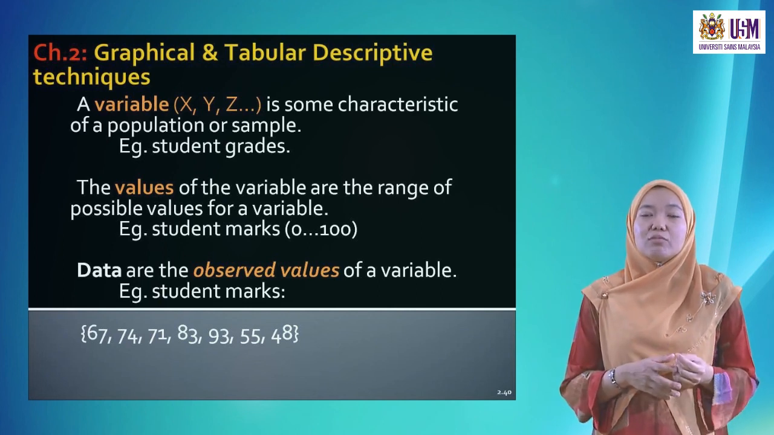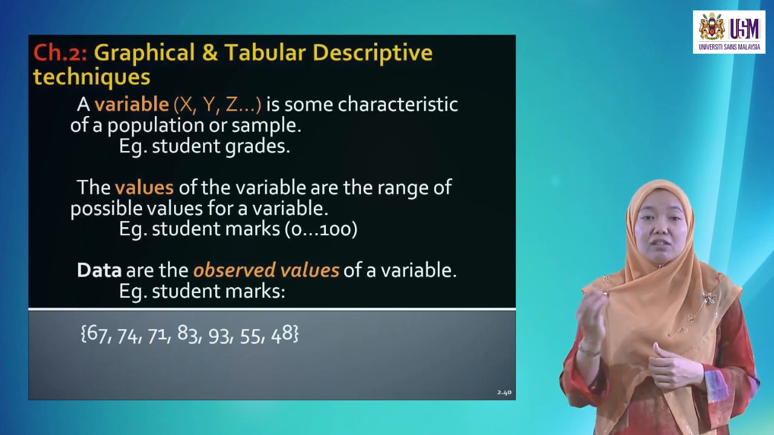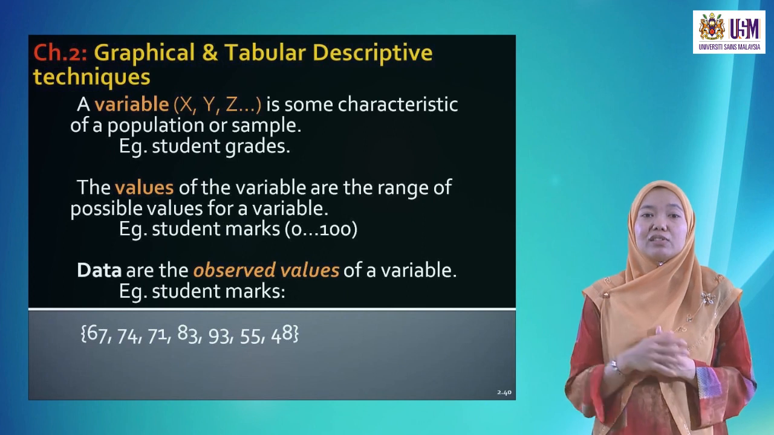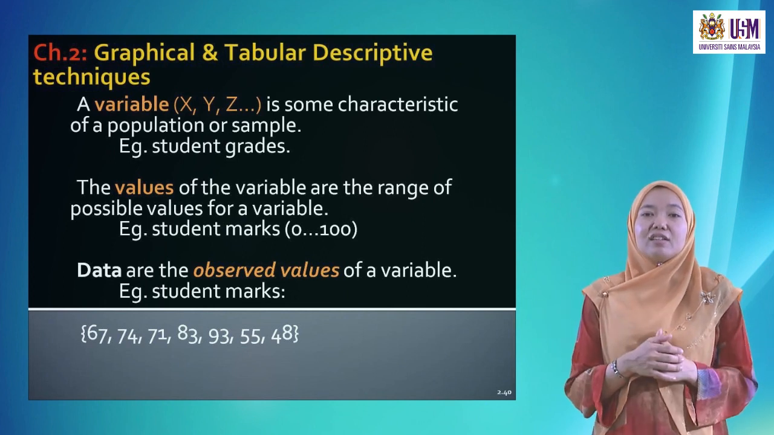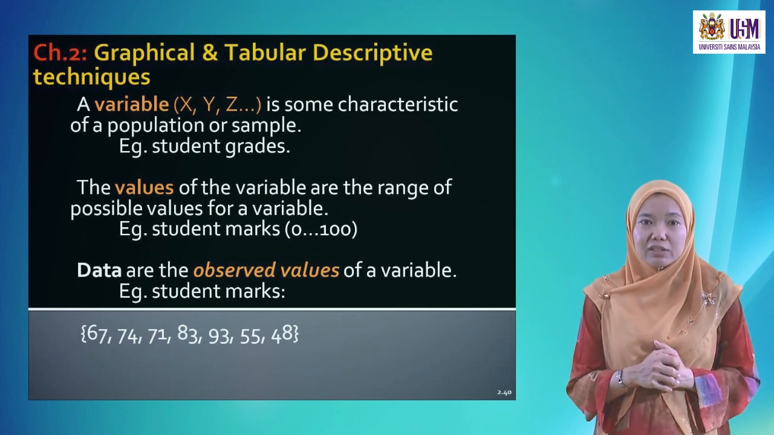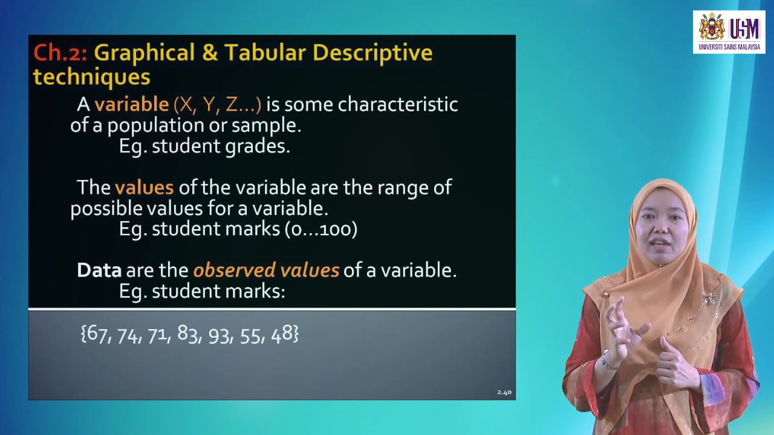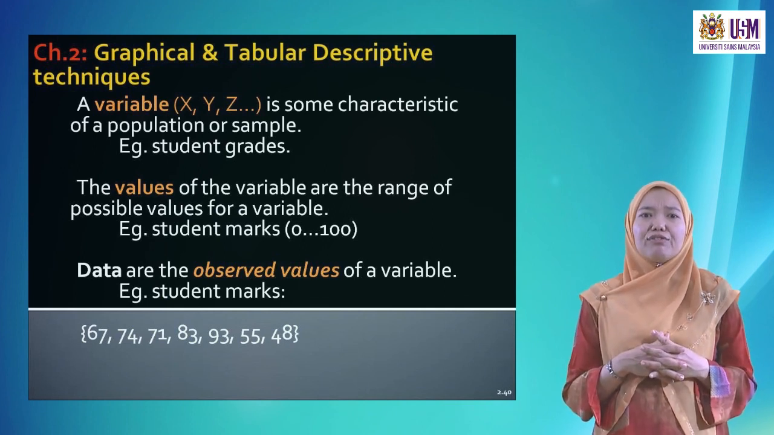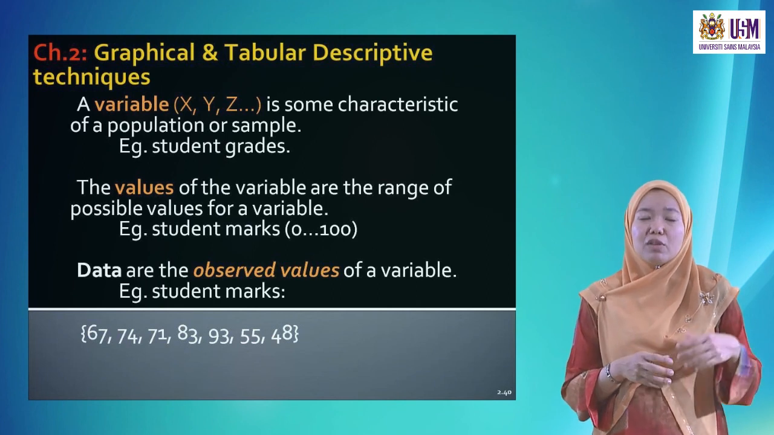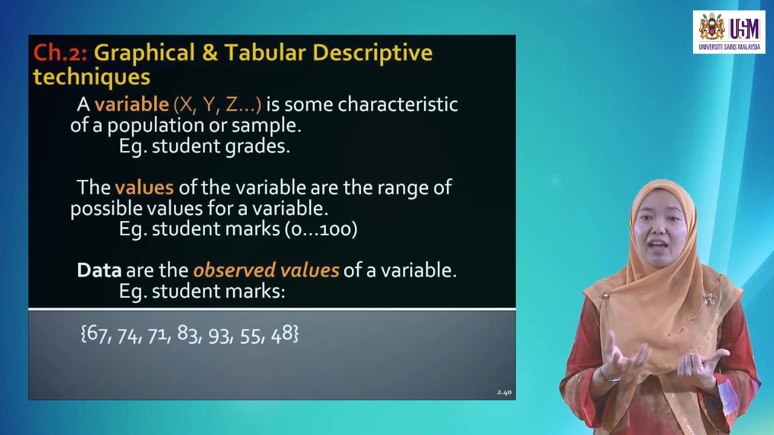Or it can be the GDP of Malaysia, GDP of the United States, GDP of Japan. Those are variables, economic variables. It can be quantity demanded, quantity supplied. That is another economic variable. So the values of this variable are the range of possible values. For example, when we discuss student marks, the range of values can be from 0, a student who scores 0, or a student who scores a perfect 100.